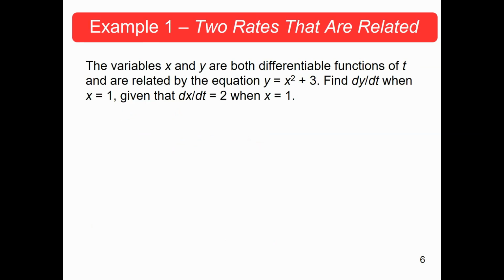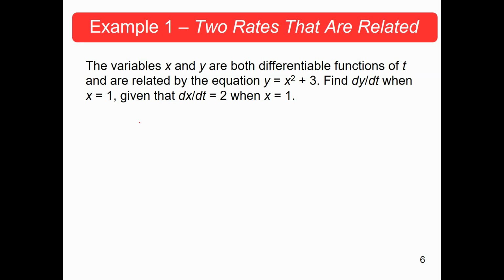So say we have this problem. Variables x and y are both functions of time and are related by the equation y equals x squared plus 3. We want to find dy/dt, and we're given that when x equals 1, dx/dt equals 2.